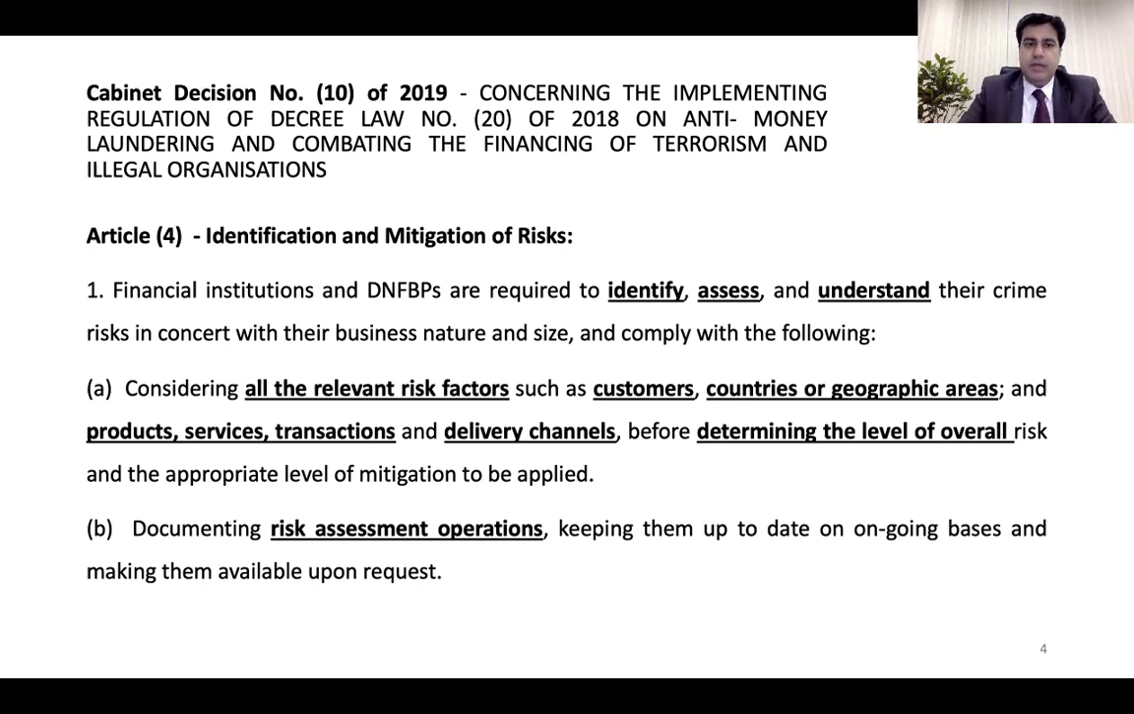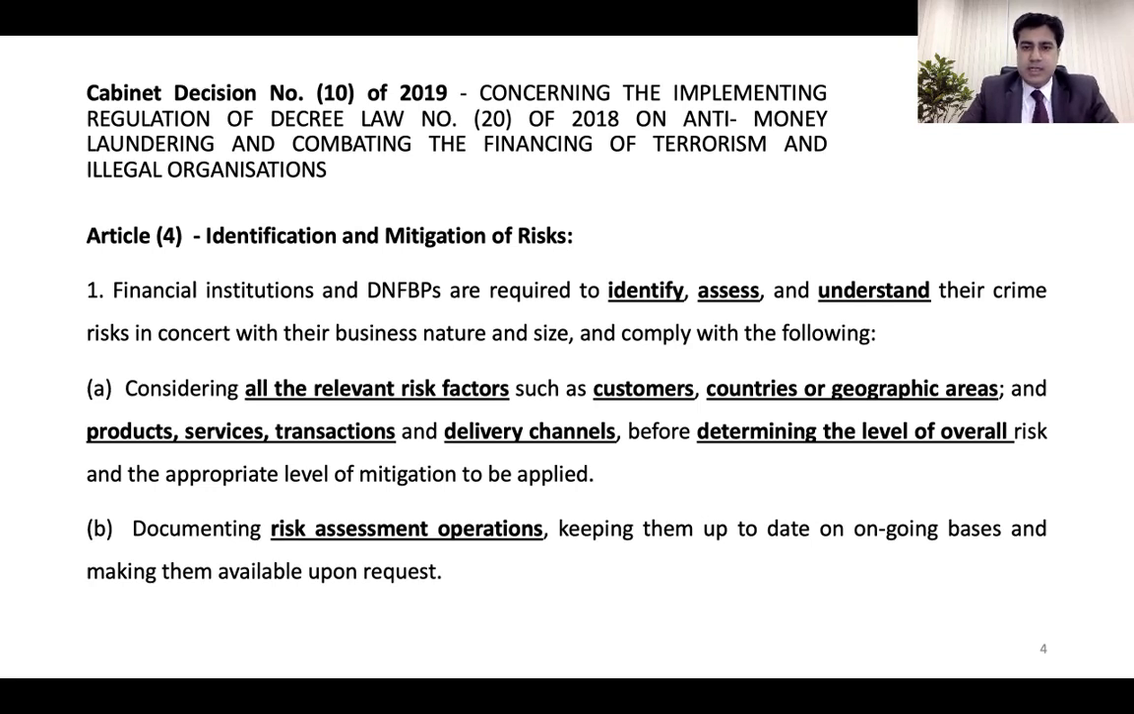First, financial institutions and DNFBPs. So it covers all DNFBPs, but we are going to focus a little bit on the DPMS especially, who are required to identify, assess, and understand their crime risk in concern with the business nature and size and comply with the following. So this is a complete set of recommendatory steps. Considering all relevant risk factors such as customer, country or geographic risk, product, services, and transactions, and delivery channel, before determining the level of overall risk and the appropriate level of mitigation to be applied.